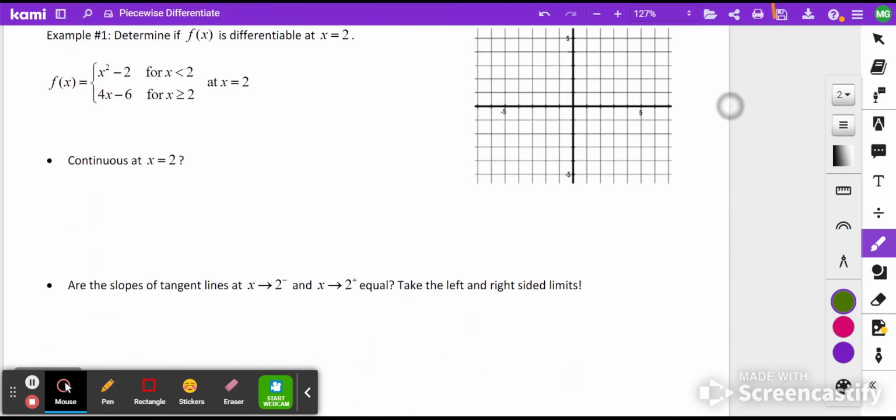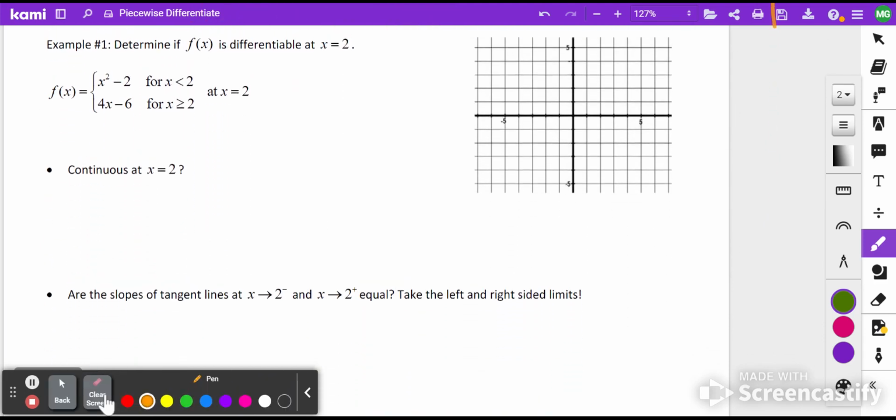So let's take a look at this function, and we'll kind of work through what we just talked about. What I'm asking you to find is if the function is differentiable at x equals 2. So the first thing we should probably check is, is this function continuous at x equals 2? Typically what I do is I set these two values equal to each other and I drop the 2 in. So 2 squared minus 2, is it equal to 4 times 2 minus 6? So that's what we're checking there. 2 squared is 4, 4 minus 2 is 2, 4 times 2 is 8, minus 6 is 2.